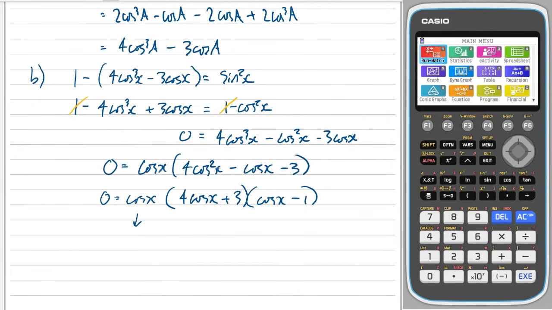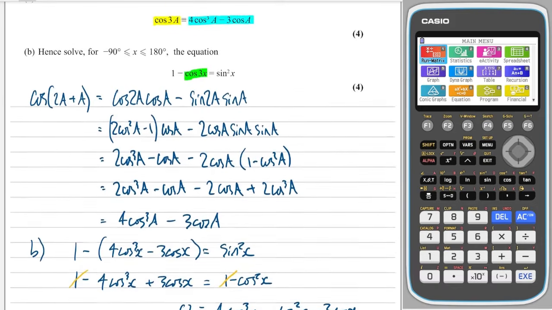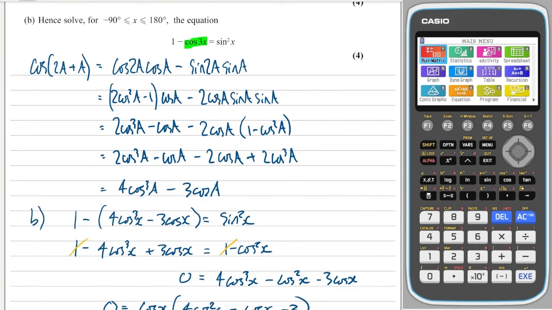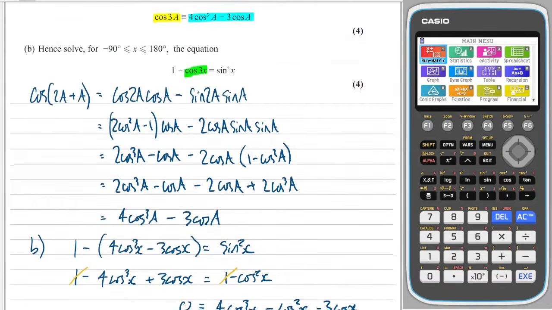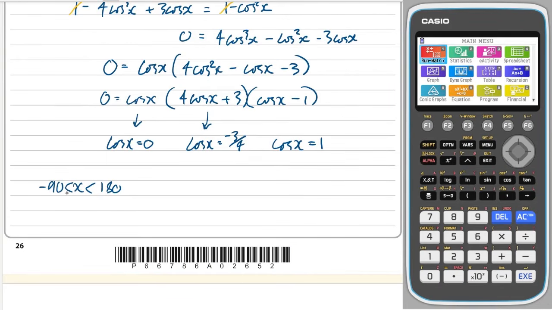Okay, so where are my solutions going to be? They're going to be cos x equals 0. Here, cos x equals minus 3 over 4. And here, cos x equals 1. Okay, to the calc. Well, first off, what's the range? And it's in degrees. Yes, it is in degrees. So our range is from minus 90 to 180. Sorry, is that equal to as well? Yes, it is. So equal to.